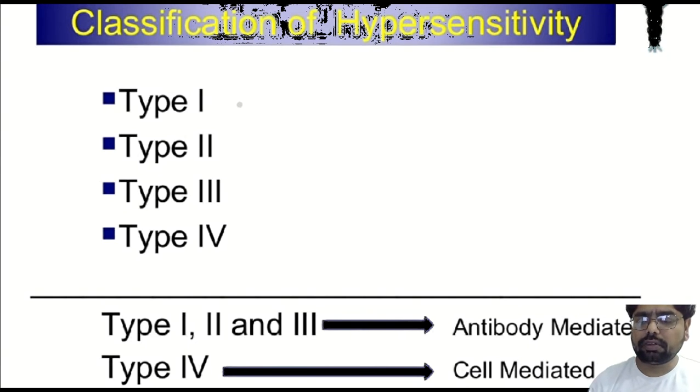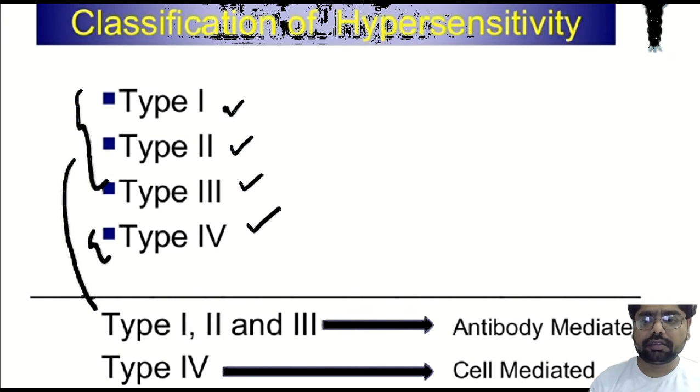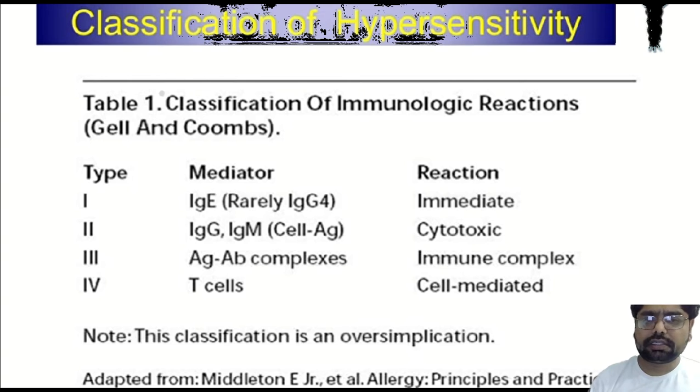As I've already told, there are 4 types of hypersensitivity reactions, that is type 1, type 2, type 3 and type 4. Among these, the first 3 types are different from type 4. In which way? Type 1, type 2 and type 3 are antibody mediated, and type 4 is generally cell mediated reactions.